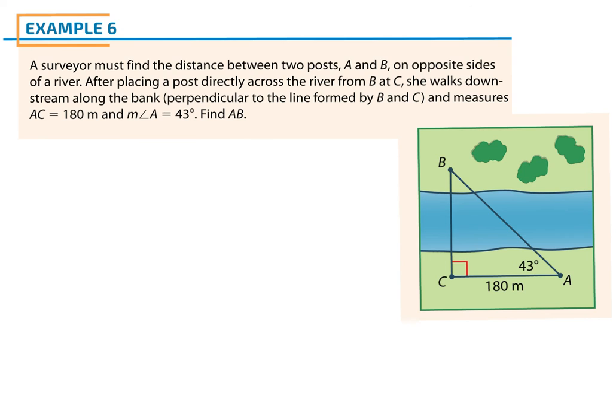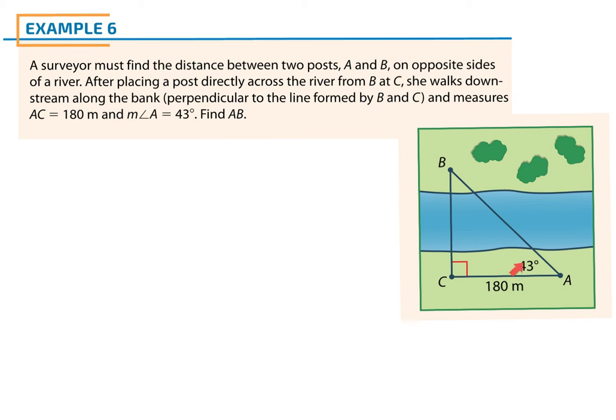A surveyor must find the distance between two posts, A and B. They are on opposite sides of the river. After placing a post directly across from B at C, she walks down the stream along the bank, perpendicular to the line, and measures AC. She also measures the angle from A to B. All right, so what she's done here is she's done something that's perpendicular. She knows she has a right angle here, and then she walks along here 180 meters.